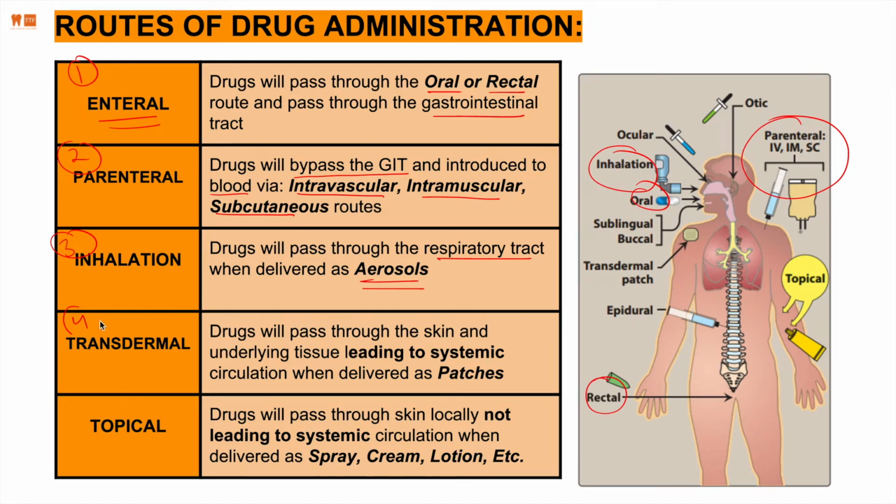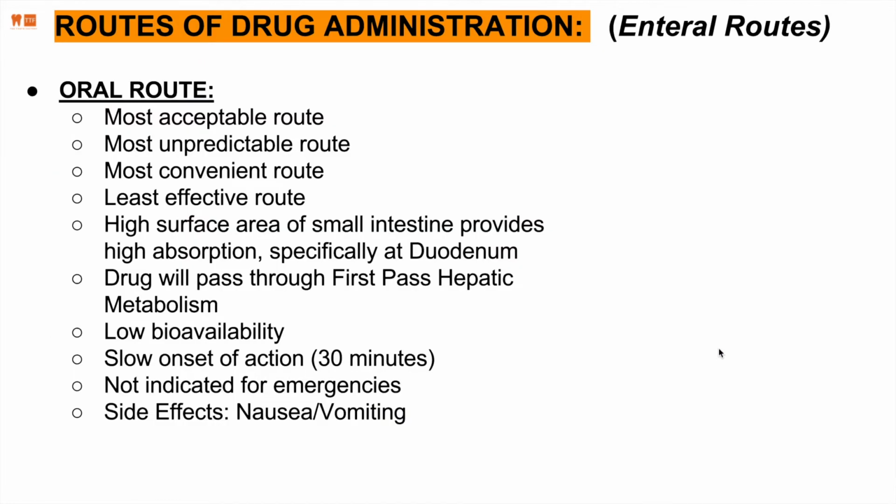Transdermal, basically anything that is attached to the skin, will pass through the underlying tissue, lead to the blood, the systemic circulation. Remember, blood is important. Transdermal will end in blood in the form of patches, right here. And topical is similar to transdermal, as it will pass through the skin locally, but not end up in the blood. Not in the blood. That is such as sprays, creams, lotions, topical, right here. Let's break them down one by one.